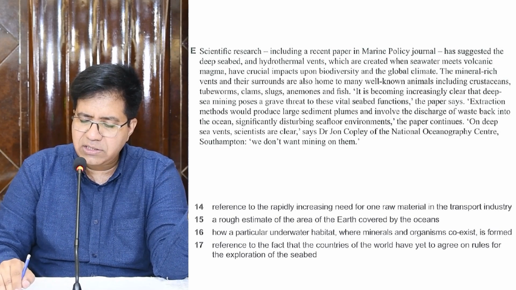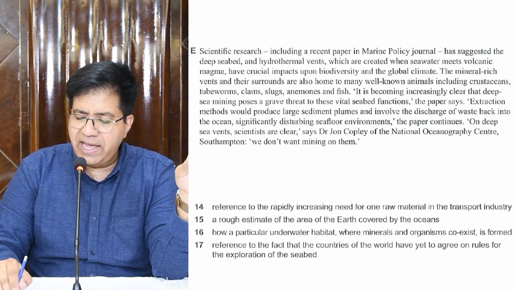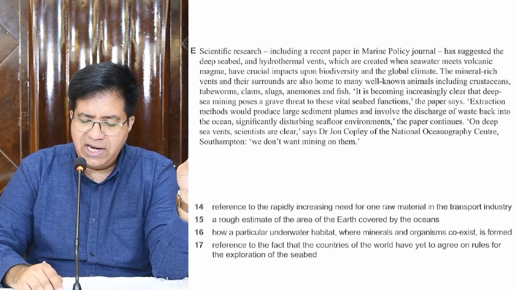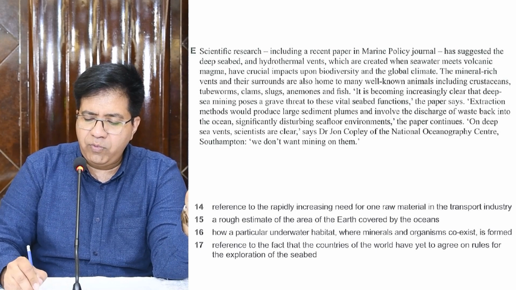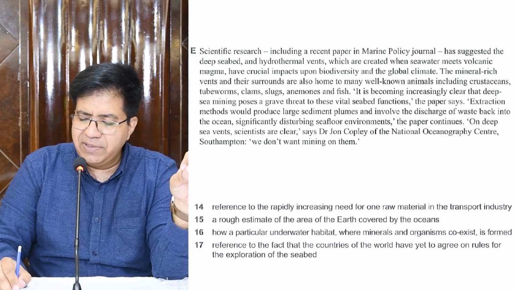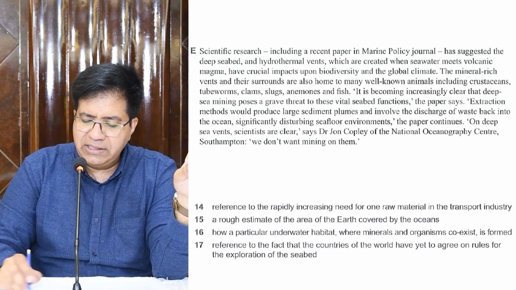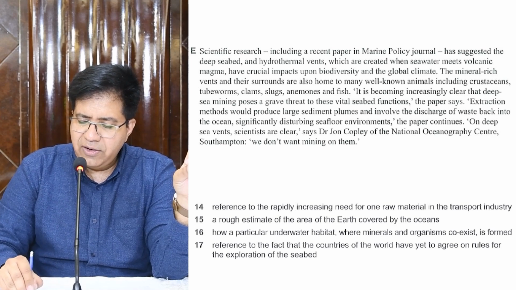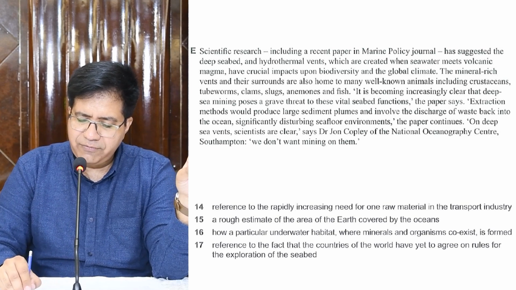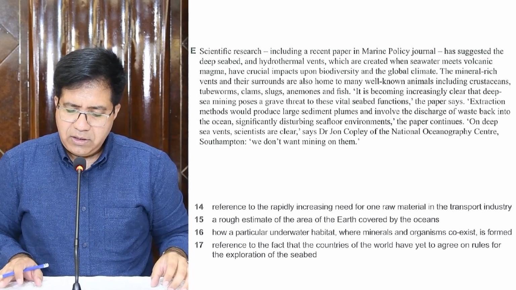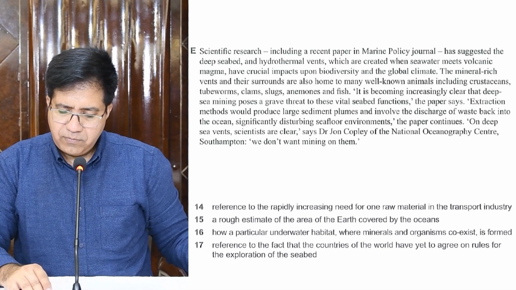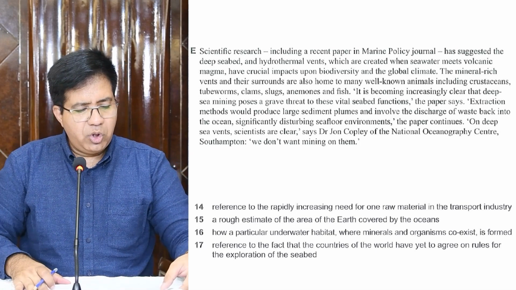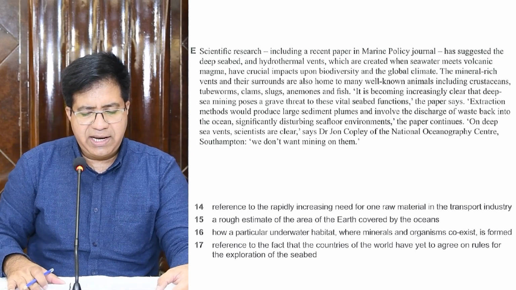Okay, how it is formed and which are created when seawater meets volcanic magma have crucial impacts upon biodiversity and the global climate. Okay, and if you read on, the next line: the mineral rich vents and their surrounds are also home to many well known animals, including, and these are the names of animals, right? And then they talk about the other stuff, they coexist there, right? Okay, so question number 16, correct answer is E.